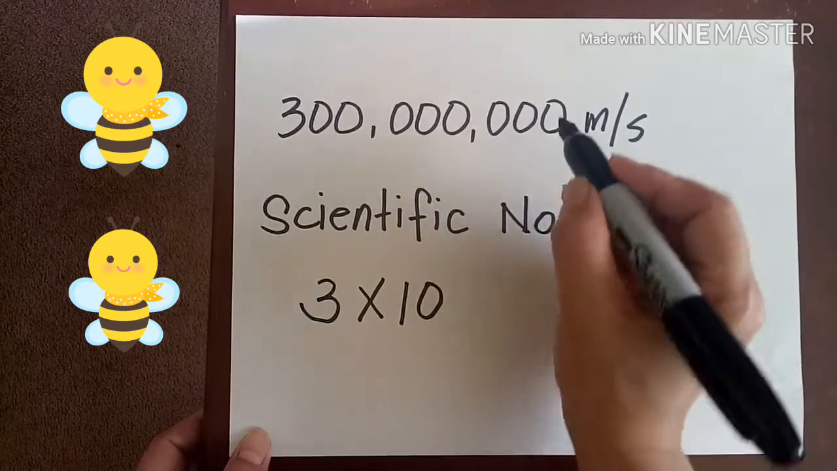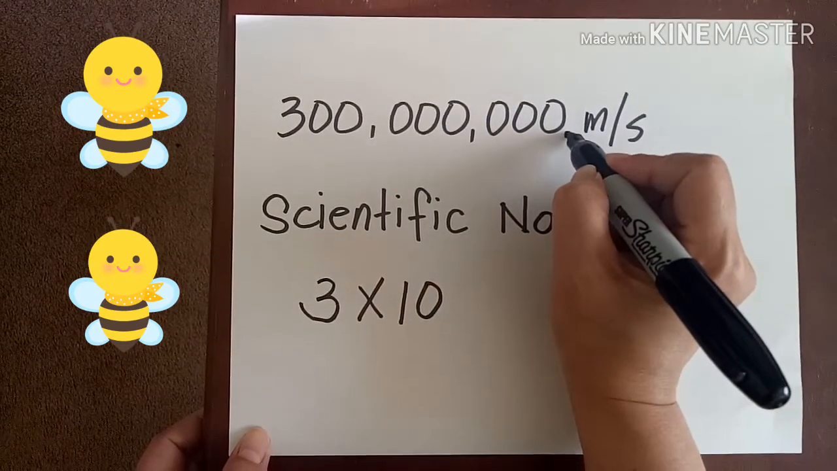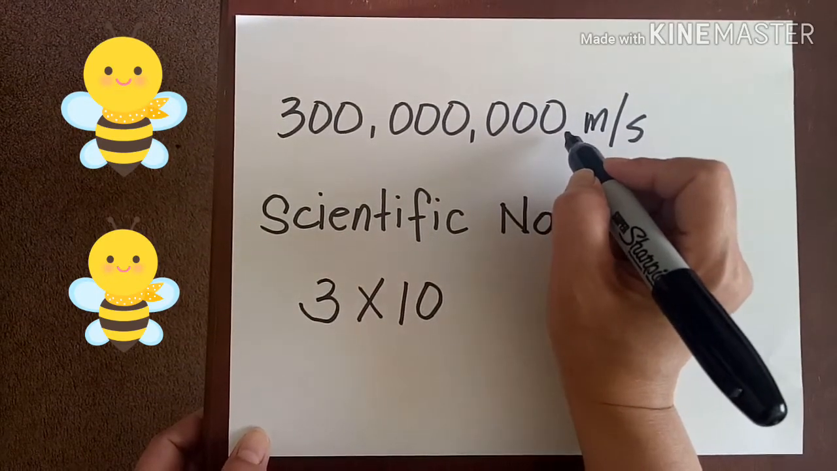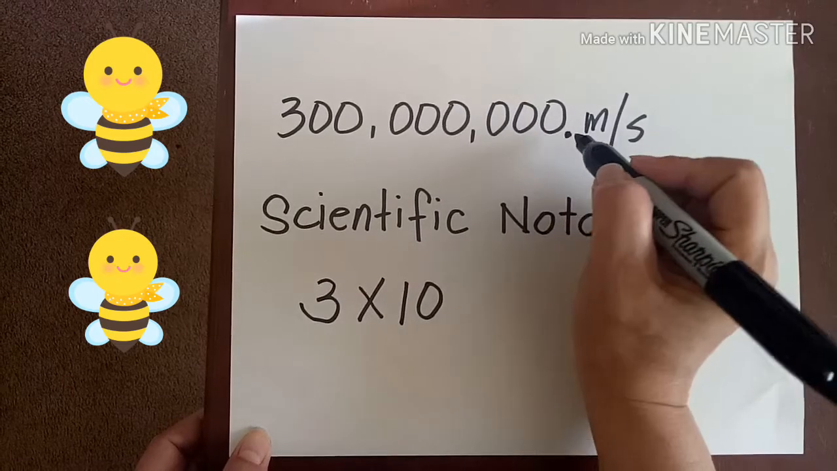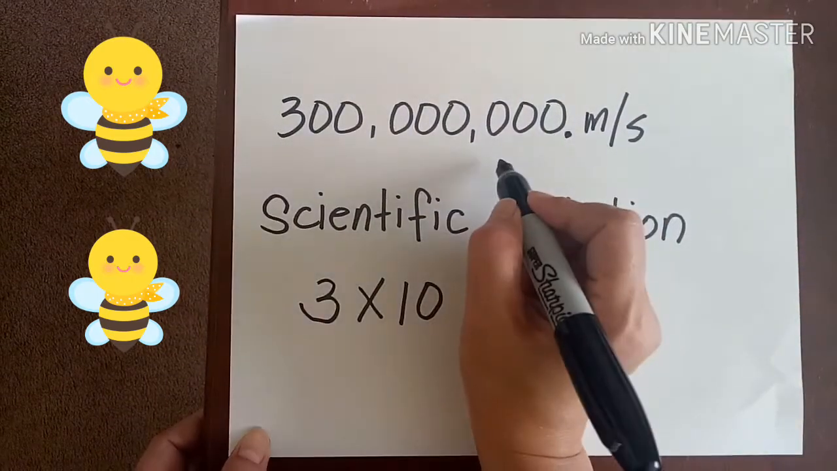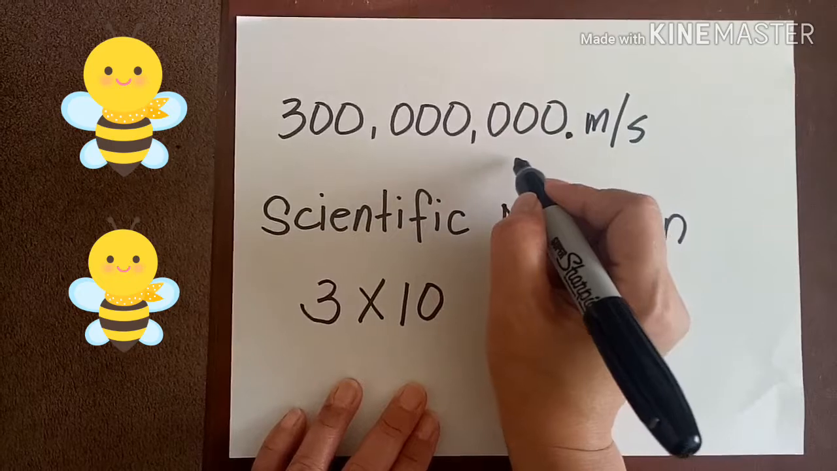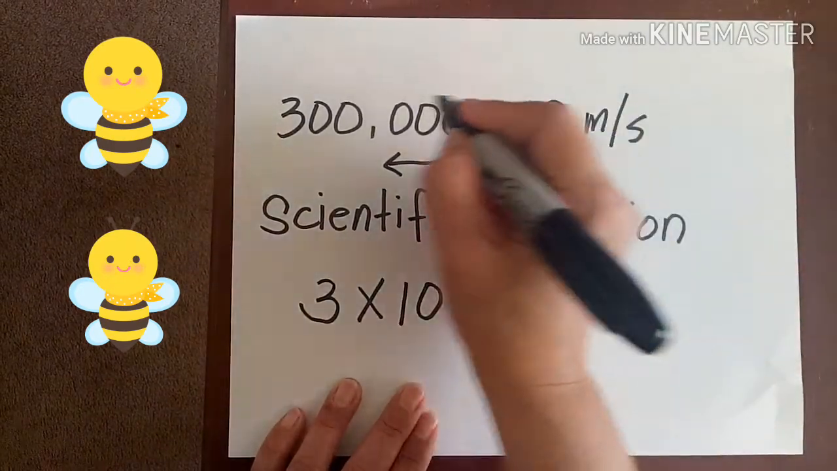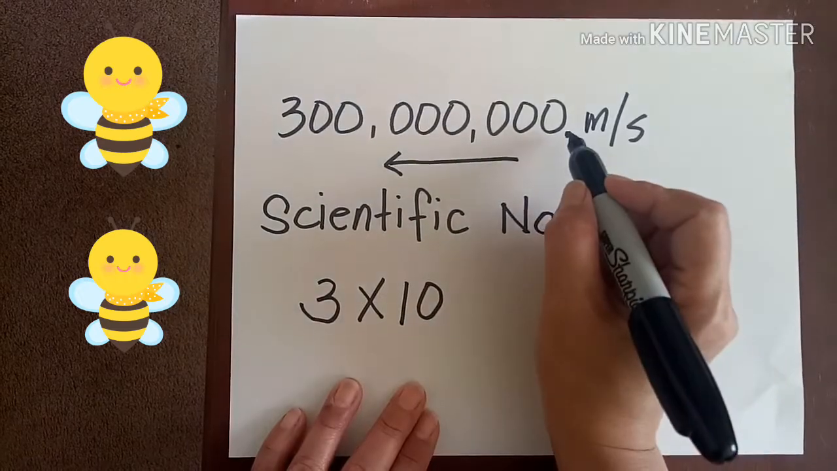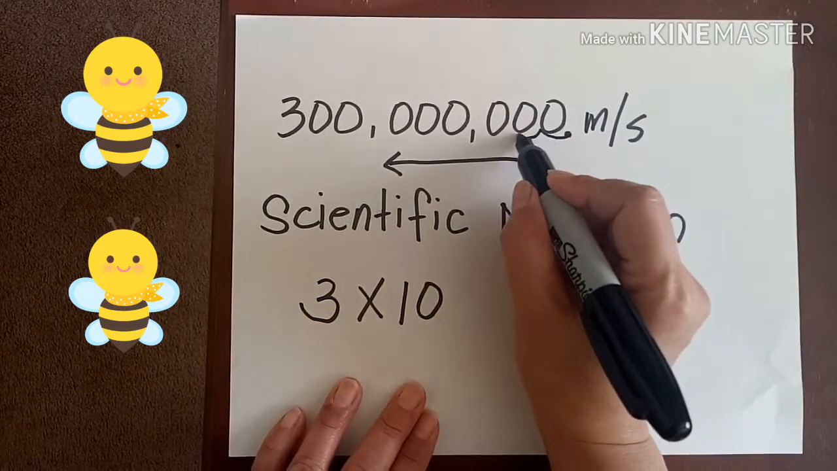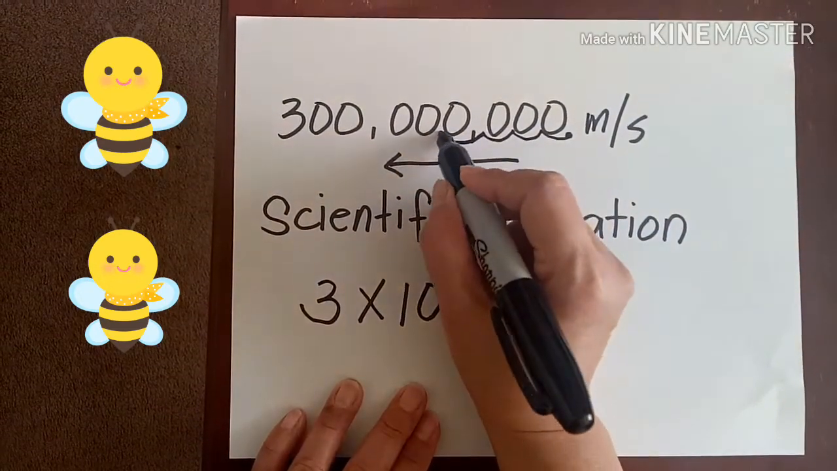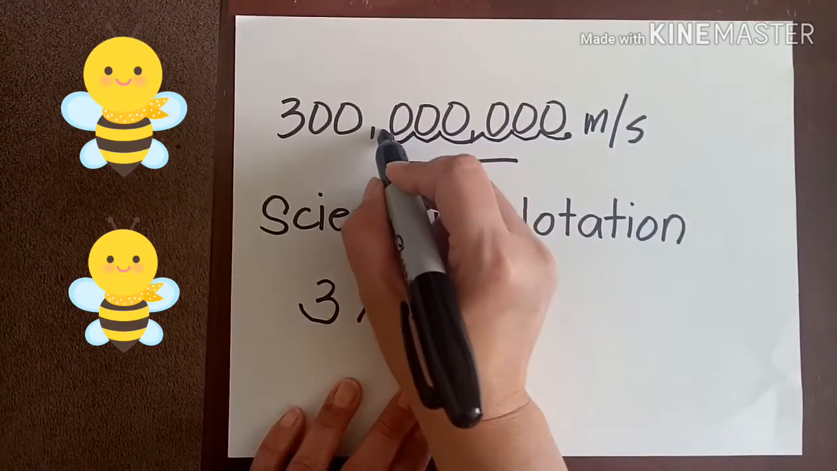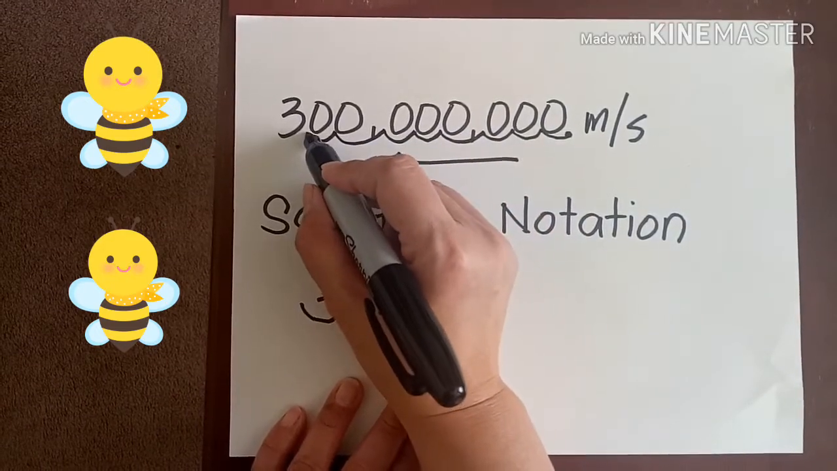Alright, so let's try to express this number, which is 300 million meters per second, in scientific notation. So we need to write the decimal point here, and I'm going to move this decimal point in this direction, so that is from right to left. This is right towards left. Alright, so I'm gonna move this 1, 2, 3, 4, 5, 6, 7, 8.